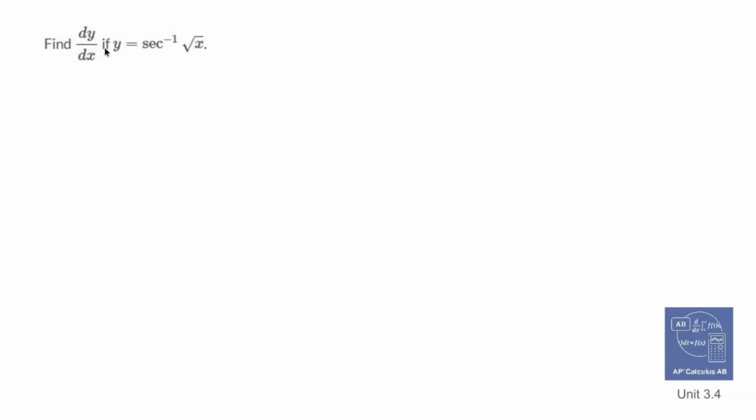Find dy/dx if y equals the inverse secant of the square root of x. All right, so the inverse secant's derivative is going to look a little something like this. Inverse secant of, we'll call it some random u, so this also incorporates the chain rule. You're going to take the derivative of the inside stuff, which is going to be the square root of x.